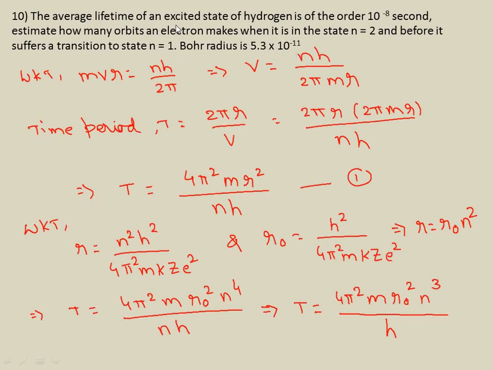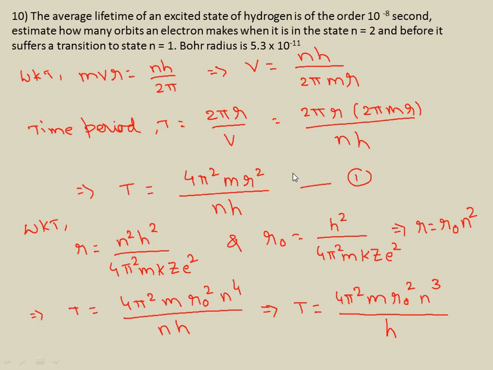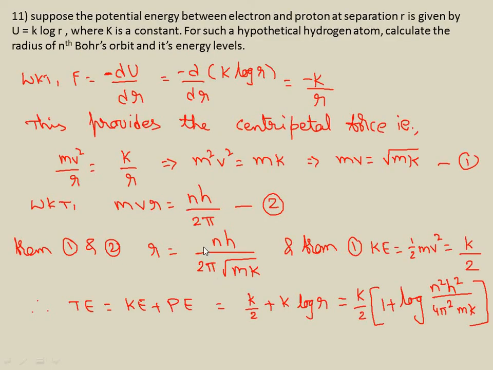The average lifetime of an excited state of hydrogen is of order 10 power minus 8 second. So it is in that higher state. Before it suffers a transition back to n equal to 1, we have to calculate how many orbits it makes. So the number of orbits is 10 power minus 8 by the time period. So 10 power minus 8 into h by 4 pi square m r naught square n cube, which we have just calculated. Substituting all the values, the final answer is 8 into 10 power 6. Are we clear with this? Again I am telling you, solve this.